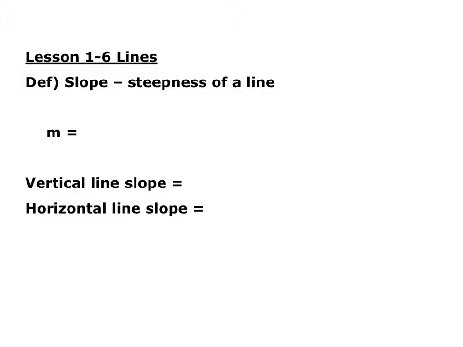Section 1.6 is about lines. Slope is defined as the steepness of the line. The way that we calculate slope is it is the change in y over the change in x. This delta, this triangle, means change.